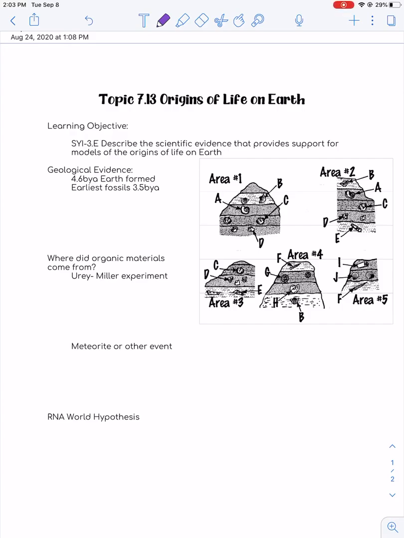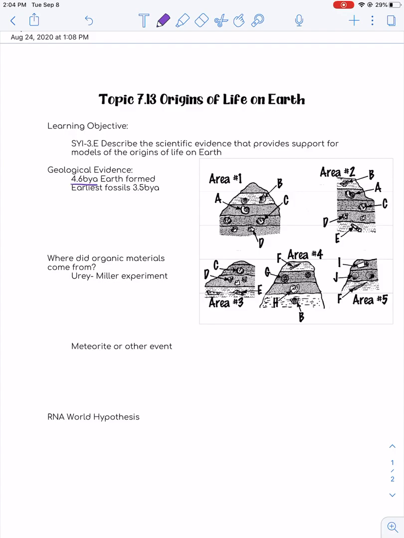All right, so we're going to go ahead and look at the origins of life on Earth. We're going to describe the scientific evidence that provides support for models of how the origins of life on Earth came to be. So there's some geological evidence, and what has happened is 4.6 billion years ago, the Earth formed.